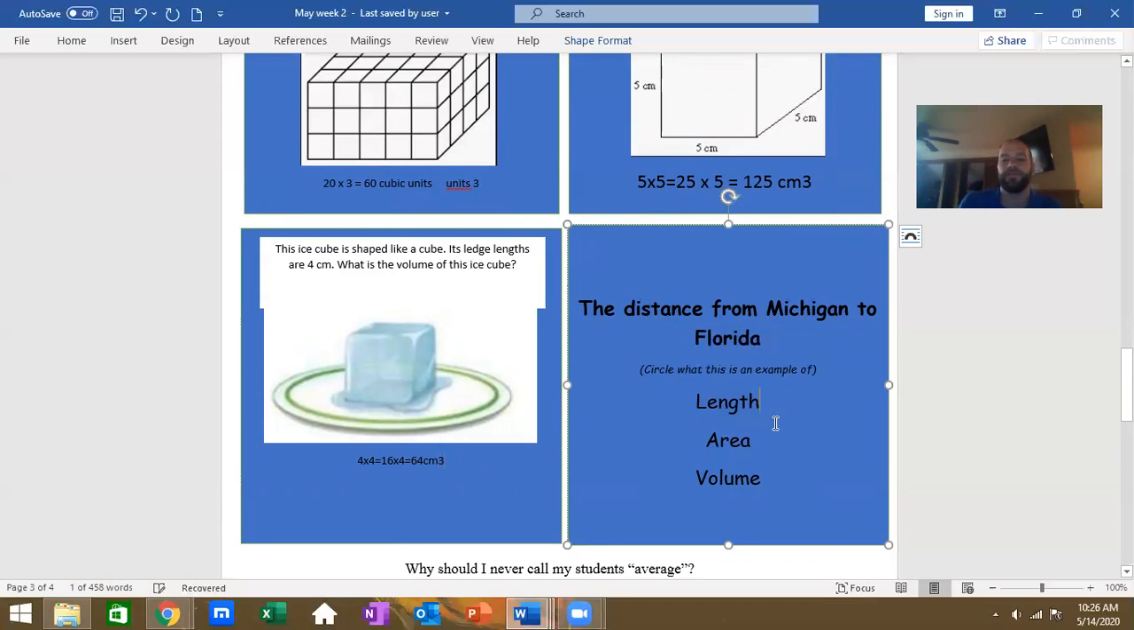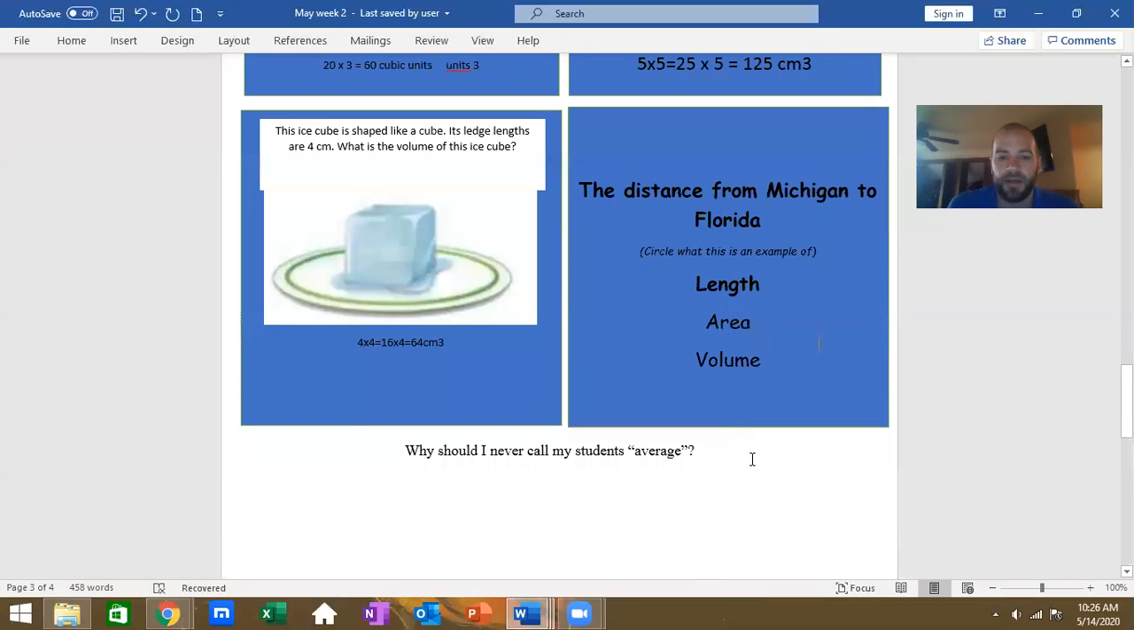Next question. The distance from Michigan to Florida is what? Area, volume, or length? Well, distance is just one measurement, so it's length. Because area is a measurement by a measurement, right? It makes a square. And volume is a measurement making it three-dimensional.